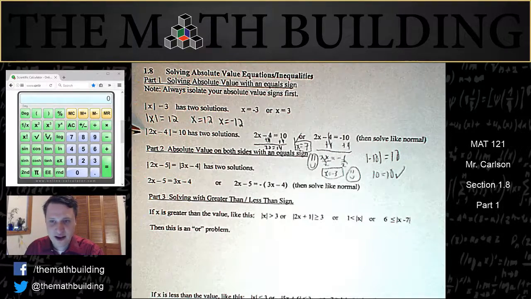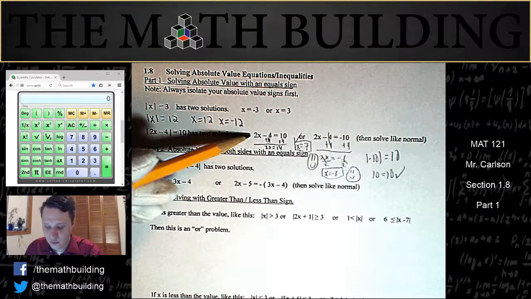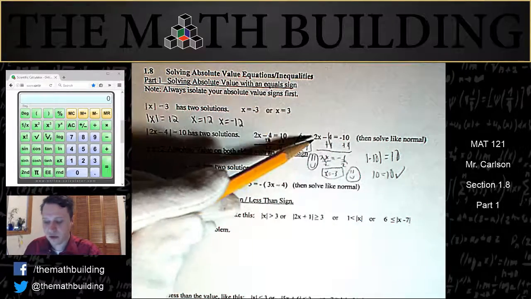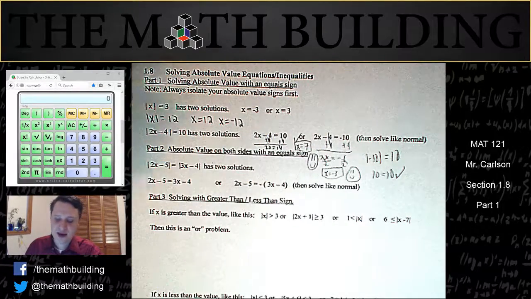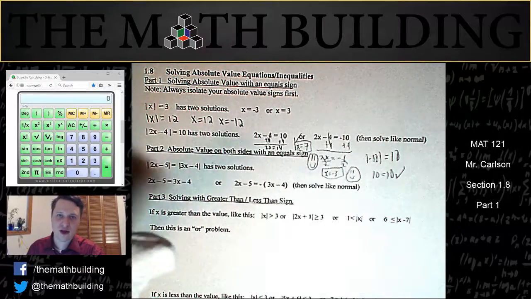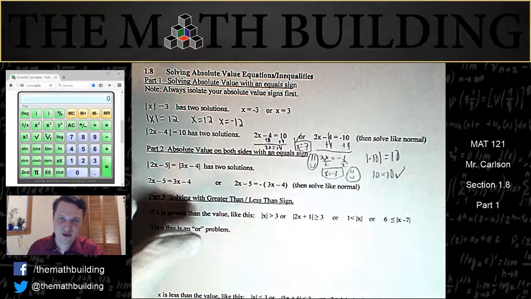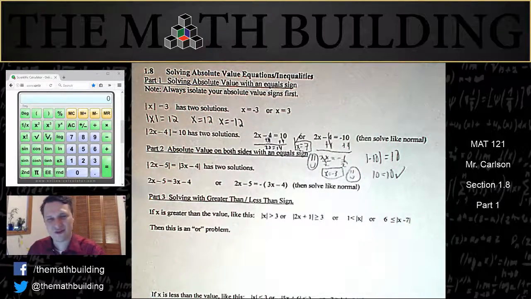So that's how to solve an absolute value equation. You drop the absolute value signs, write whatever it is equals the positive number, whatever it is equals the negative number. Now, by the way, when we're doing this, we should always try to isolate the absolute value signs first. Similar to when we were solving the square root equations, you should isolate the square root first. In this case, you should isolate the absolute value.